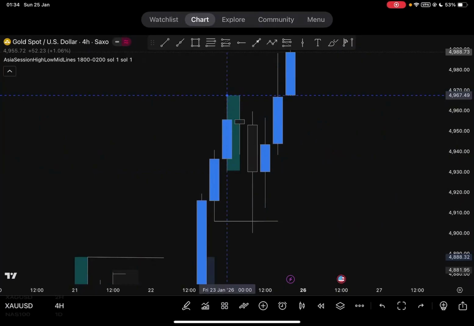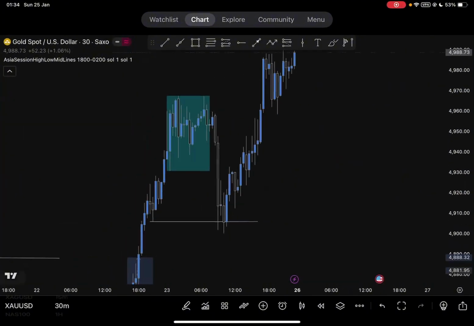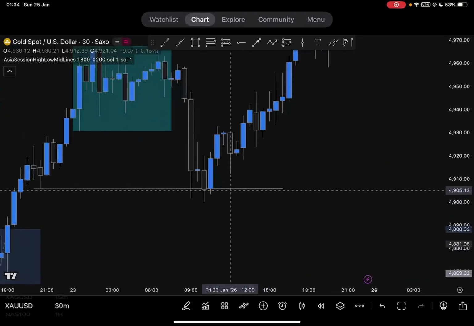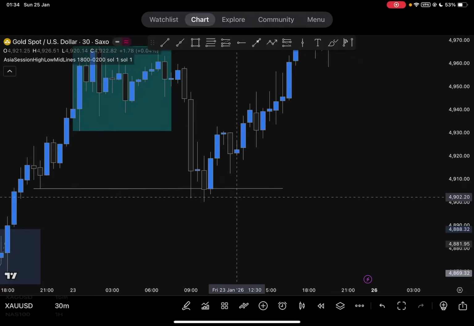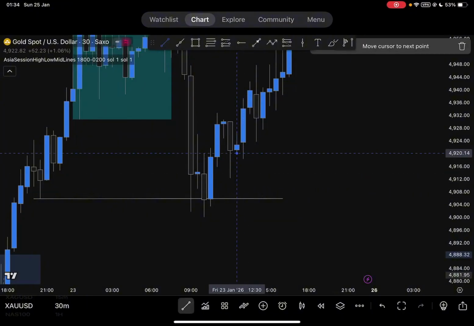So I knew that I wanted to buy, continue to buy. What did I do again? On the 30-minute time frame, I waited. By 12:30, this happened. The entry was very, very clean. 12:30 was around here. But by 1 o'clock, the price showed liquidity.